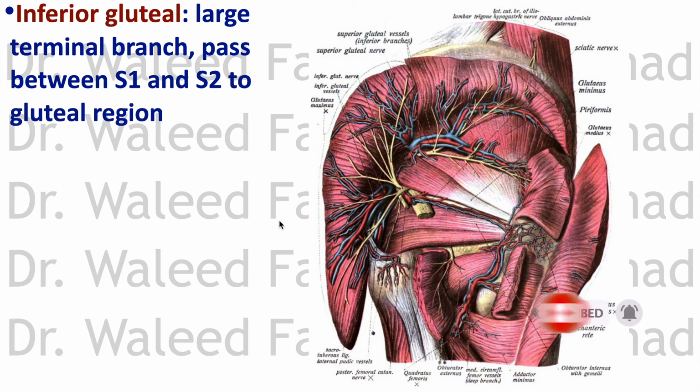The inferior gluteal artery is a large terminal branch and passes between S1 and S2 to exit the pelvis, and you see it here. This is the inferior gluteal artery coming out below the piriformis in the gluteal region. You see it will supply the surrounding muscles.